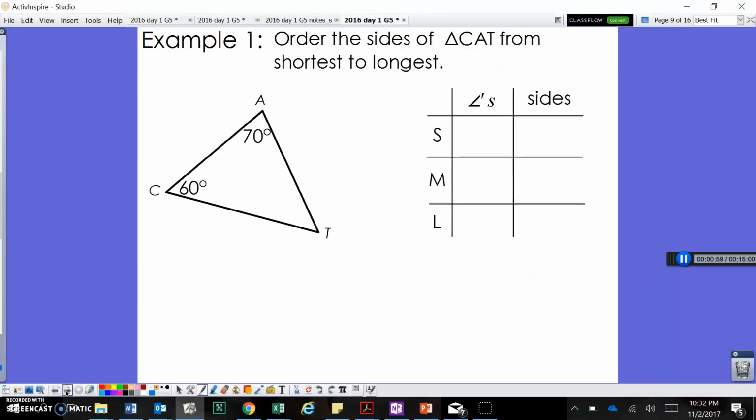So example 1. Order the sides of triangle CAT from shortest to longest. What we do is we actually create this. We're going to have to do this sometimes ourselves. So we need to find angle T. The way we do that is you just take 60 plus 70 plus X equals 180. X is going to represent angle T. You solve for X. What we'll get is X is going to be equal to 50. So that means angle T is 50. So now, our smallest angle is 50 degrees, angle T.